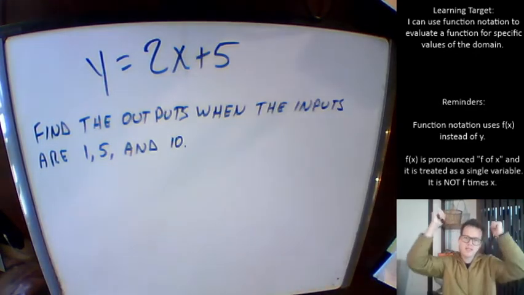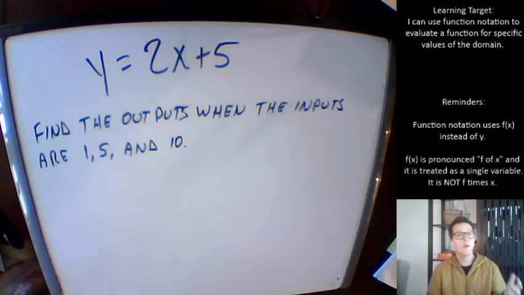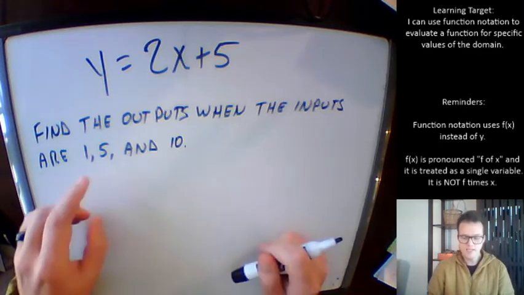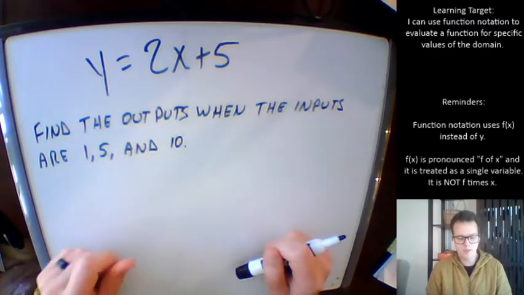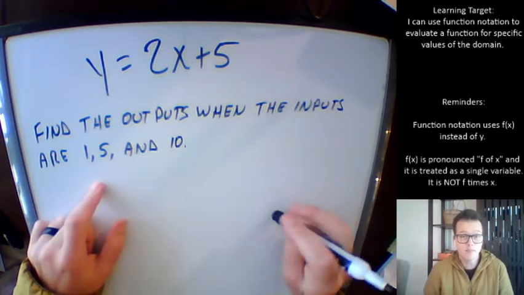So now we need to put our thinking caps on a little bit and remember which variable is our input, which ones are our outputs. So if you remember, the x values are the inputs and the y is our outputs. So if the inputs are 1, 5, and 10, all we need to do to find the outputs for this given function is just to do some substitution and PEMDAS as promised.